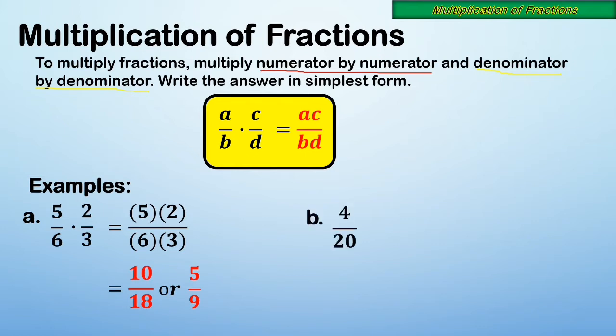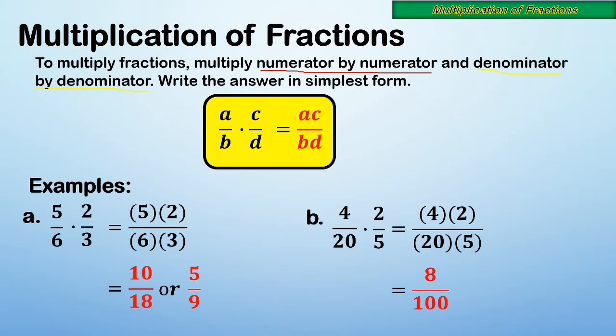Second example, 4 over 20 times 2 over 5. Multiply both numerators and multiply both denominators. 4 times 2 is 8. 20 times 5 is 100. What is the greatest common factor of 8 and 100? 4. Very good. Therefore, it is 2 over 25.